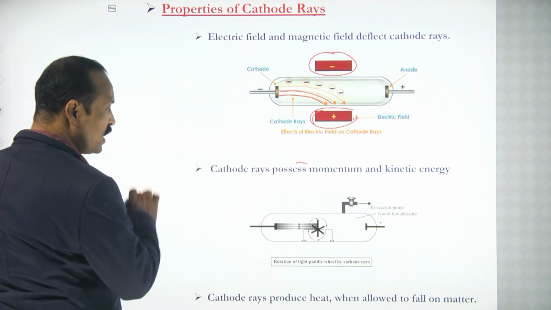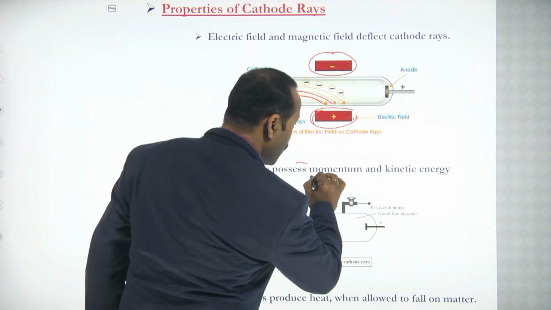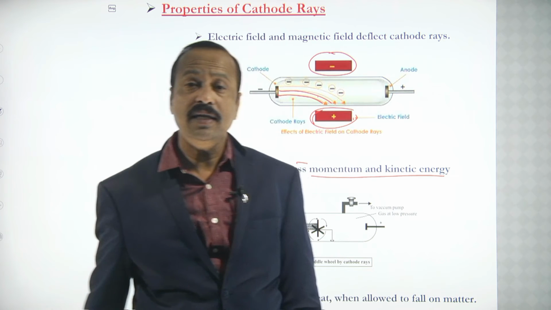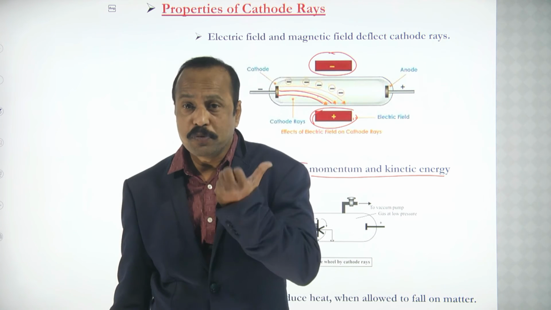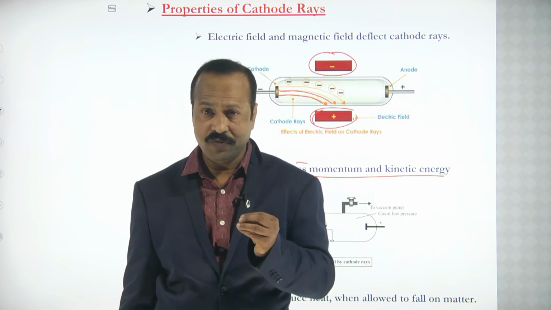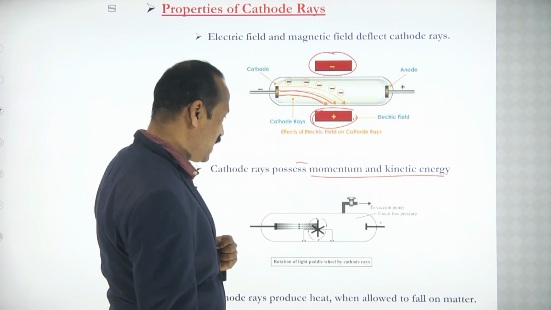Similarly, cathode rays can possess momentum and kinetic energy. What is kinetic energy? Kinetic energy means the energy caused due to the motion of an object. Due to the motion of an object is called kinetic energy.